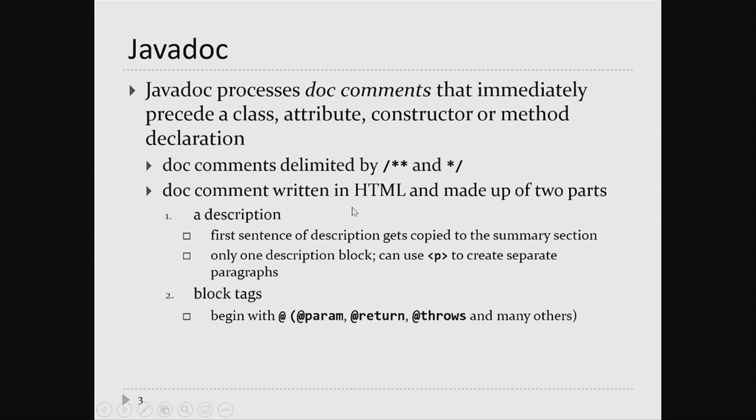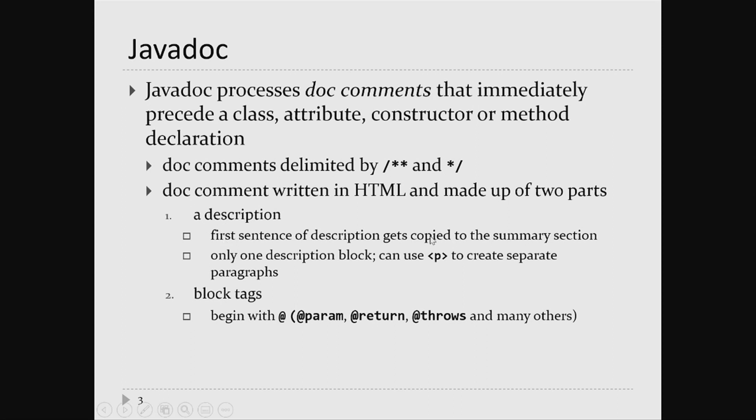The doc comment itself can be written in HTML if you want it to. Normally it's just plain text, but then Javadoc turns it into HTML. It's made up of two parts. First of all, there's a description. So there's a brief description of the thing that you're documenting: the class, the method, the field, whatever it is you're documenting.